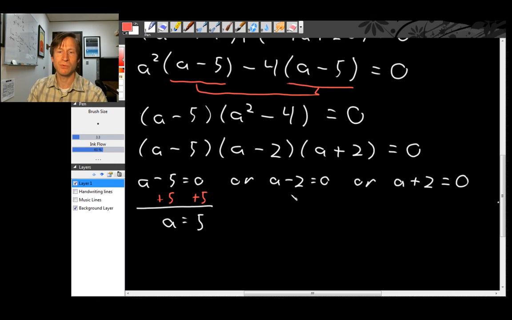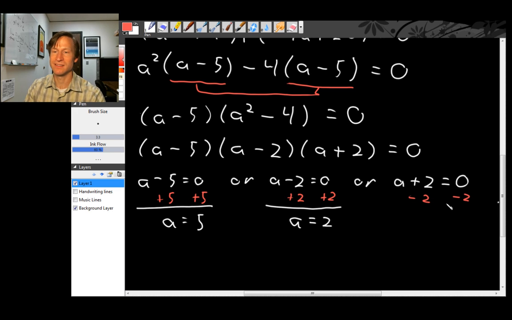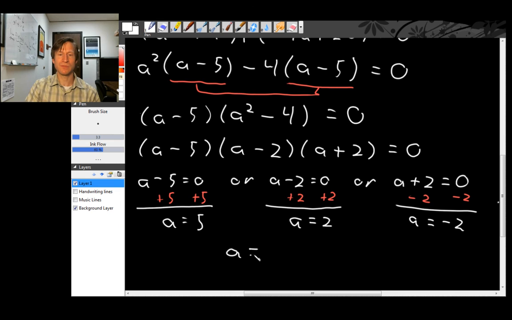For the second one, we'll add 2 to both sides. And we get a equals 2. And for this final one, subtract 2 from both sides. And we get a equals minus 2. So that we get 3 possible solutions. Our 3 solutions for this are -2, +2, and 5. As usual, if you're doing this problem online, the numbers will be different, but the ideas will be the same.